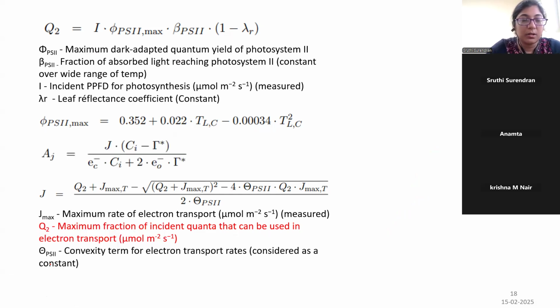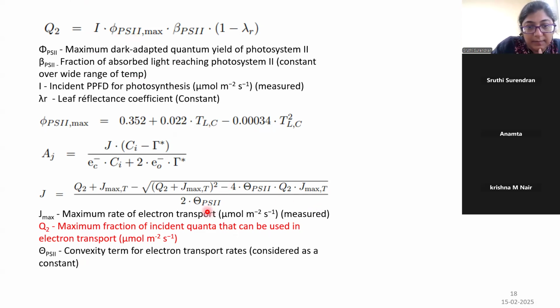Okay, so from this equation over here, we were able to estimate the J value, which is the rate of electron transport, from this non-rectangular hyperbolic equation. We saw what the terms in this are. We see Q2 is the maximum fraction of incident photons that is available for electron transport. We see how Q2 is estimated as a function of phi PS2, beta PS2, all of which are light related.